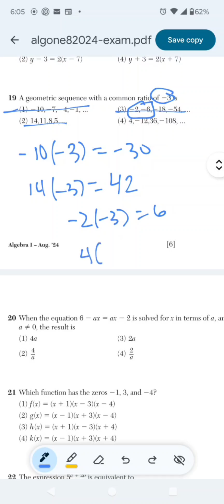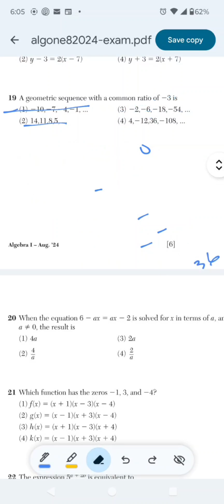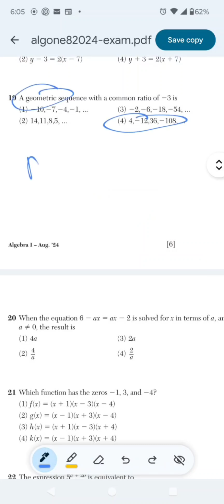Need to check the last one to be sure. -3 times 4 is -12. -3 times -12 is +36. So that looks like that's going to work. Your answer for number 19 would then be choice number 4. So just remember that geometric means that we are going to multiply the previous term by the given ratio to get the next term, okay?